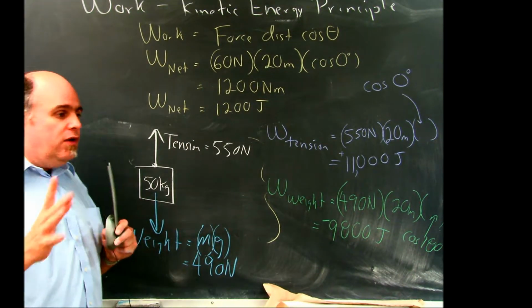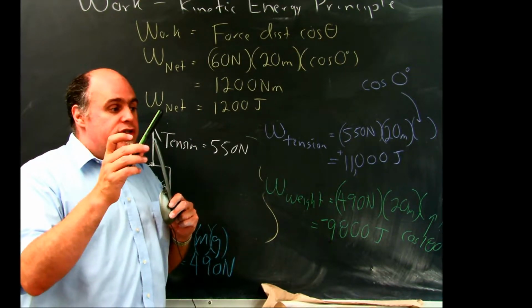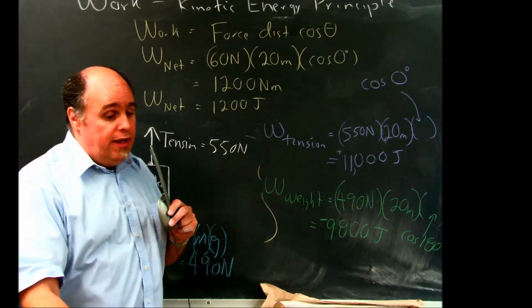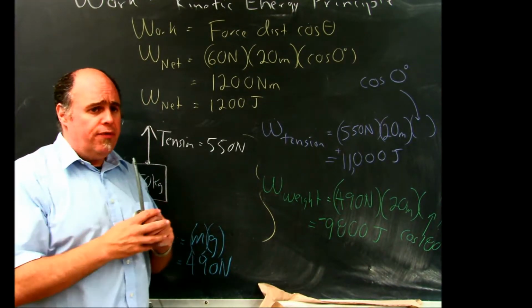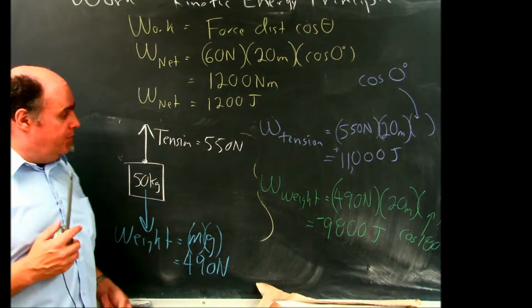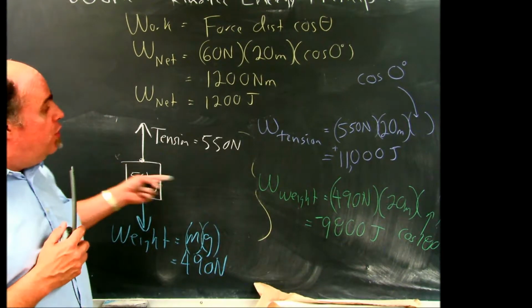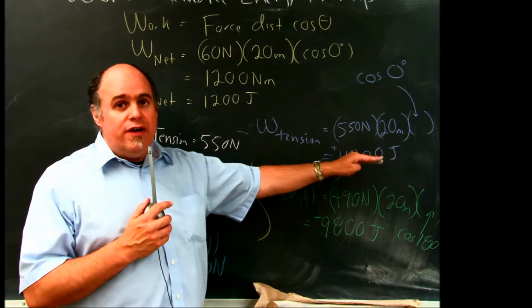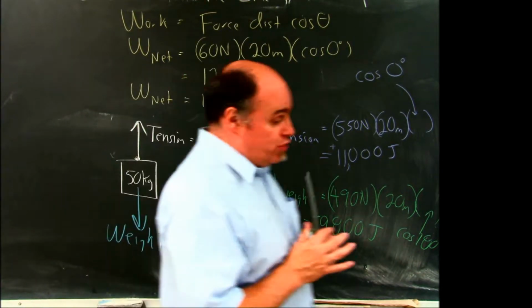If I let anything go, here's my calculator. If I let my calculator go, it's just going to want to fall straight down, because that's what this force of weight does. It tries to pull things down. So if anything is lifting up, we're doing work against gravity. So the cable, the engine, whatever it is putting in 11,000 joules of energy into the system, but this thing called weight is taking out 9,800 joules out of the system.